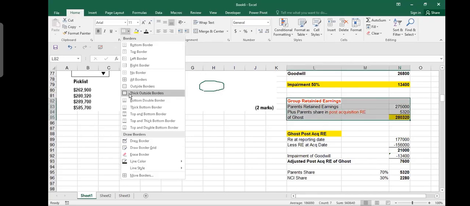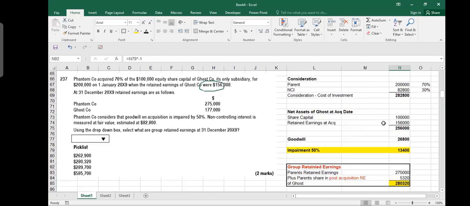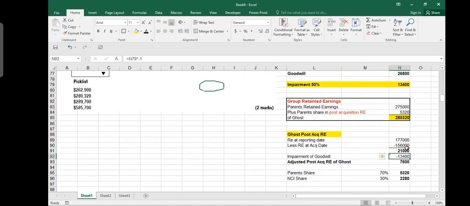This was the requirement. But in order to get this number, we needed the post-acquisition retained earnings of the subsidiary. And to calculate post-acquisition retained earnings, which we did here, we needed the impairment of goodwill. That's why we calculated goodwill. If there were no goodwill, you would have just taken this 21,000, taken 70% and added it here. So this would have done. Now that's a simple question, a very basic conceptual thing.